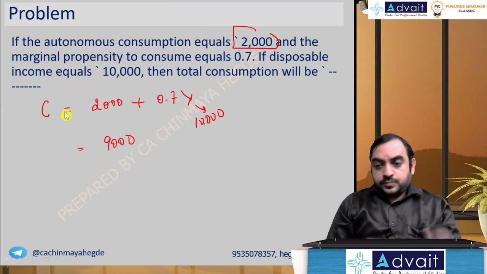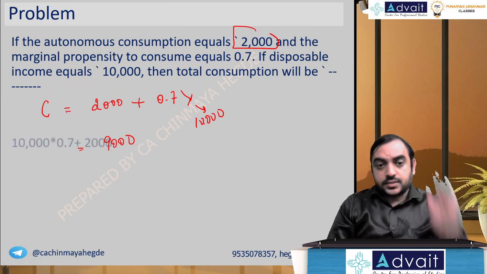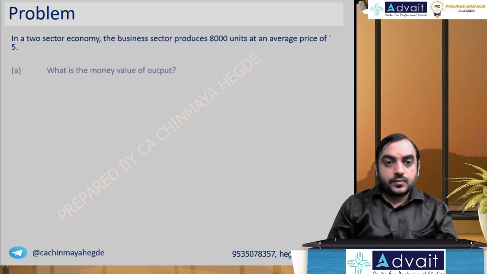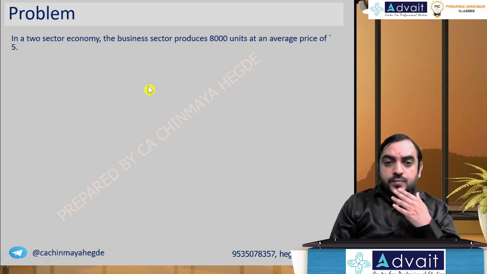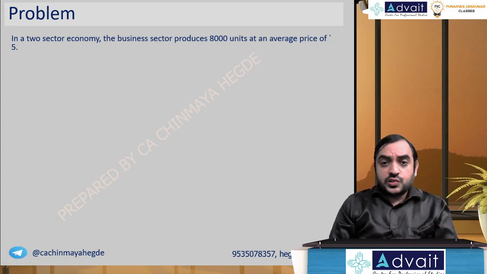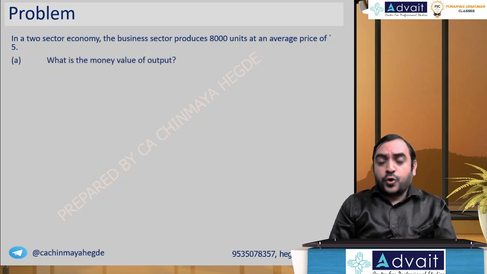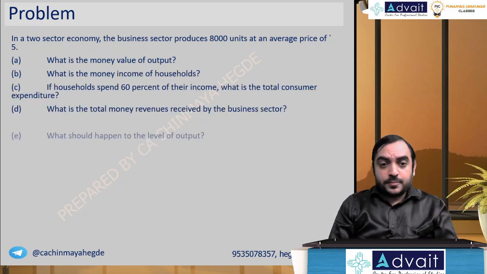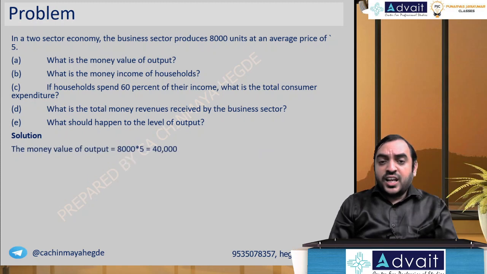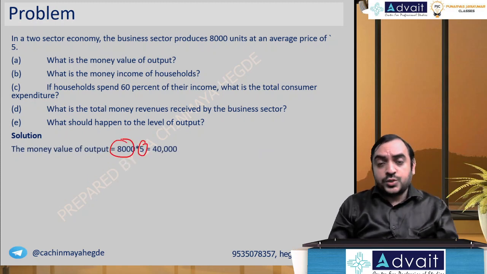Okay, next. In a two sector economy, the business sector produces 8,000 units at an average price of 5 rupees. What is the money value of output? What is the value? Price multiplied by quantity. So money value of output, price is 5 rupees multiplied by quantity 8,000. 8,000 into 5, 40,000.